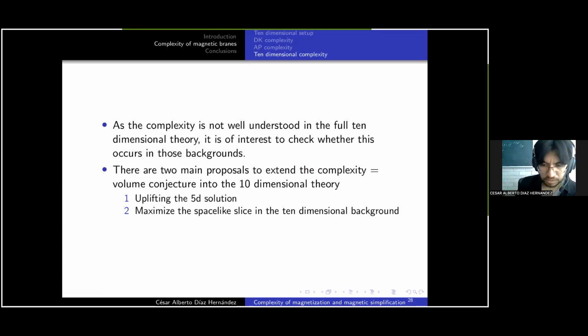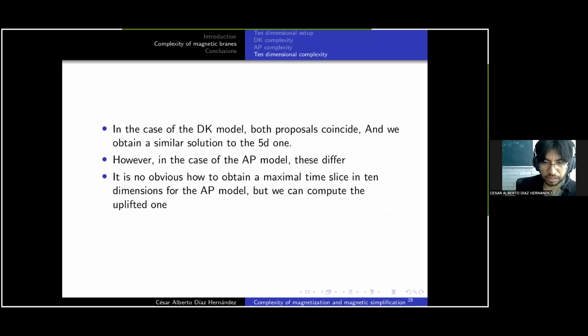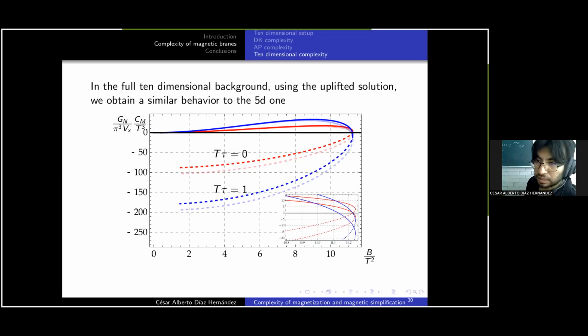We can do the same thing in 10 dimensions. And if we do the computation in the full 10-dimensional background, we see that in the case of the decay model, the results are the same. But in the case of the AP model, depending on how we do the computations, if we uplift the solution we had in 5 dimensions, or if we find a new space-like slice and maximize that in the full 10-dimensional theory, we have different results. At least in the uplifted solution, we have a similar behavior.